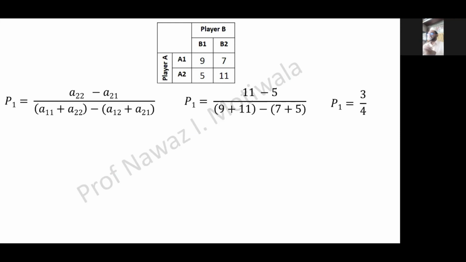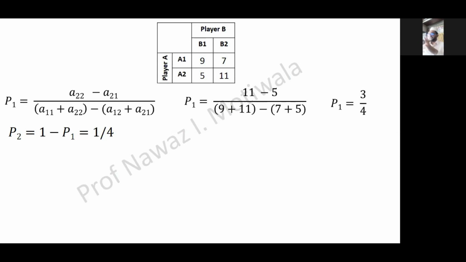Now logically, if the probability of selecting strategy A1 is 3 by 4 or 0.75, then the probability of selecting A2 will be automatically 1 minus P1, that will be 1 by 4, or in decimals I can write 0.25. So these are the answers for strategies A1 and A2, like 3 by 4 and 1 by 4.